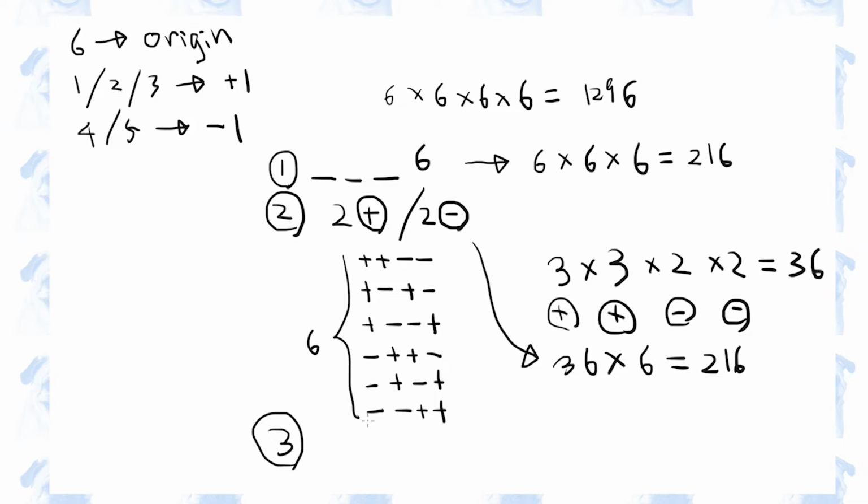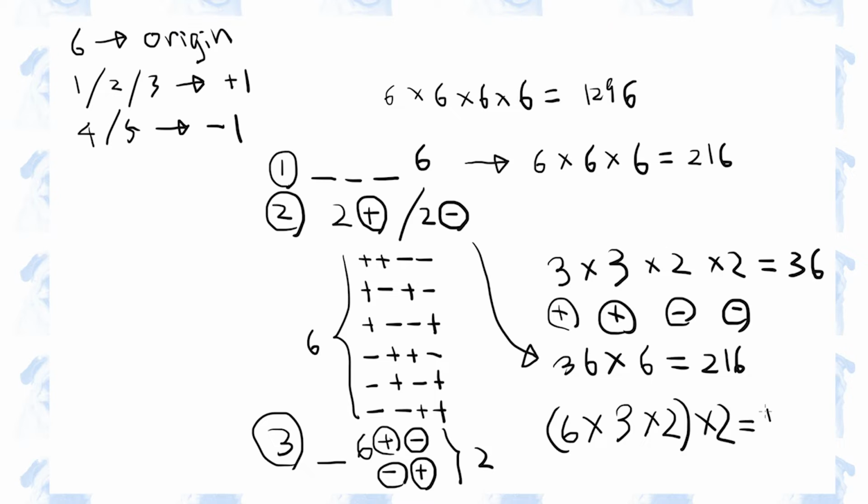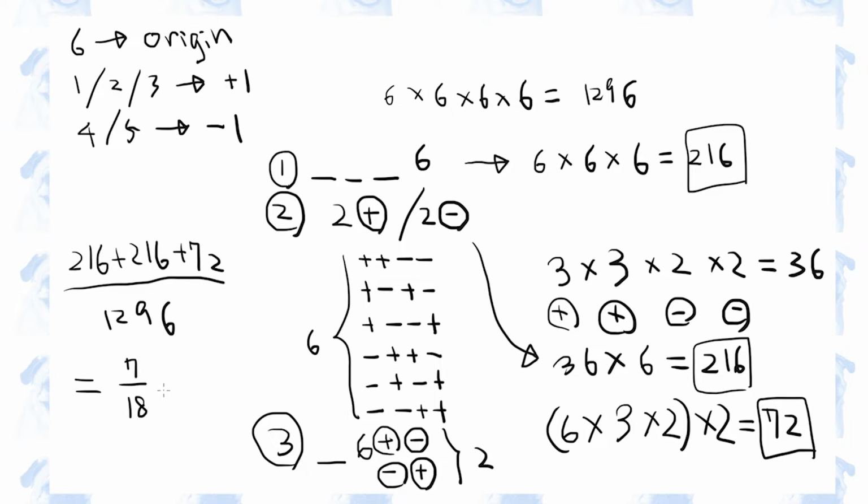And the final scenario. The first number can be any number, the second number must be 6, and the third number is either a plus or a minus, and the final number is either a minus or a plus. So, the first number can be any of the 6 numbers. We can ignore the second number, and we need 1 plus and 1 minus times 2, which is 72. So let's add these 3 numbers and then divide the sum by this number. The answer is 7 over 18.